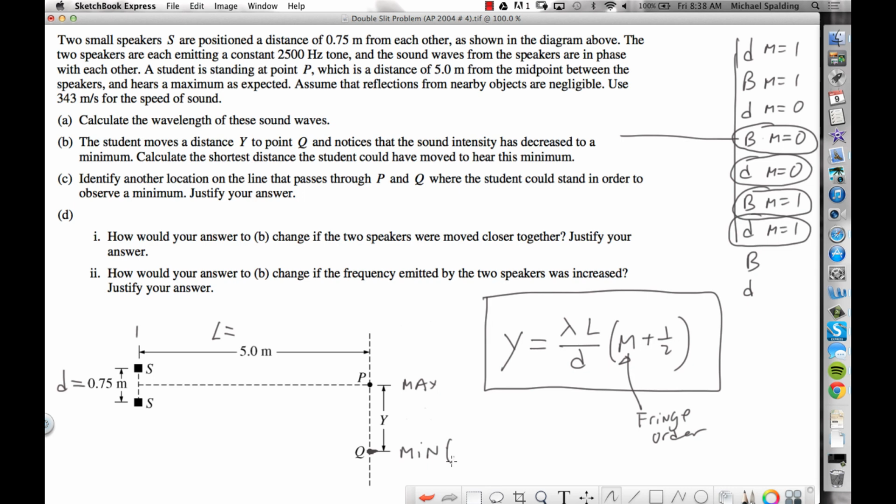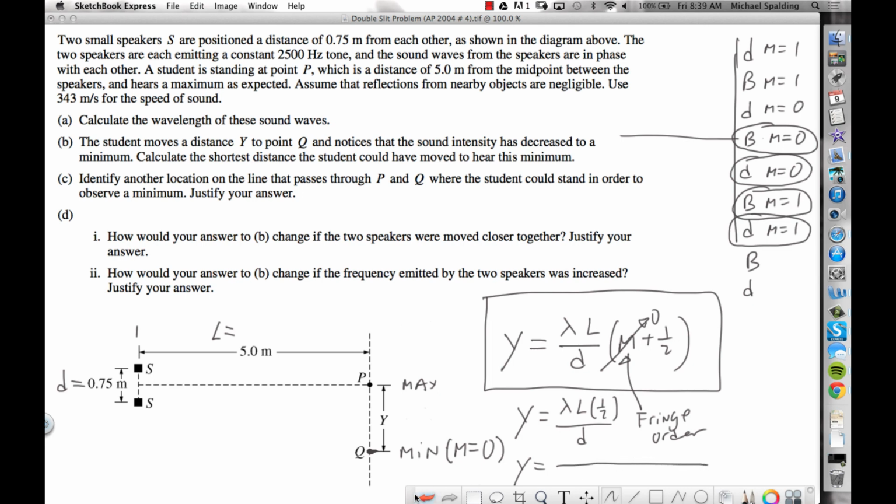So what's this going to be? Kind of look at this pattern I did right here. This is going to be M equals what? For the first minimum, 0. This is M equals 0. So we set that equal to 0, and what we have is Y equals lambda L (1/2) over D. And then they're asking us to solve for Y, so we just plug straight into this.